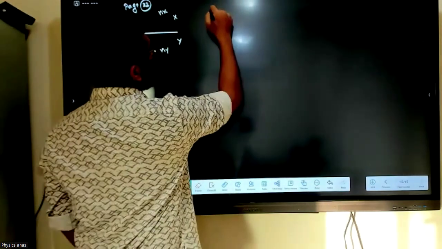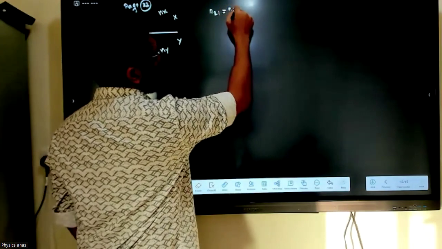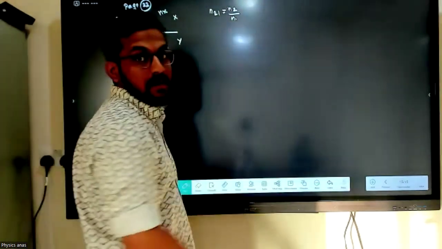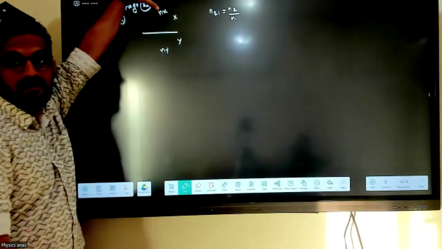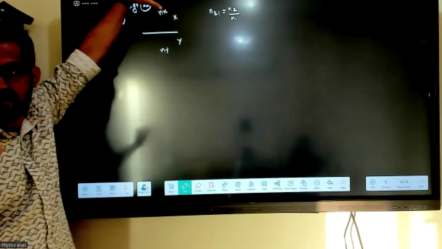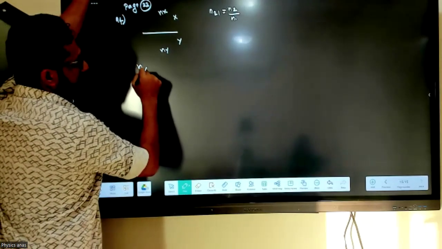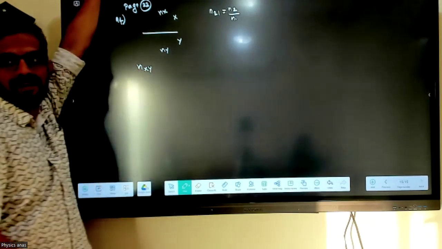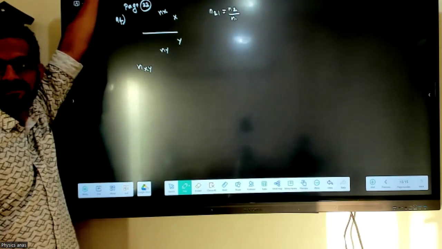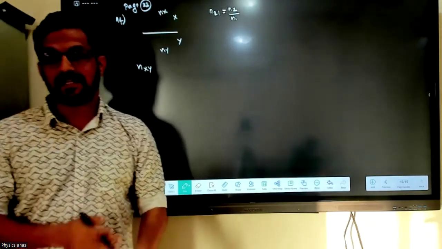What is this one? N21. What is N21? That is the refractive index of the second medium with respect to the first medium, right? So that will be N2 divided by N1. And it is given as refractive index of X with respect to Y. So you can write that like this: NXY. That is given in the question. Did you understand that? It is given in the question: refractive index of medium X with respect to medium Y.